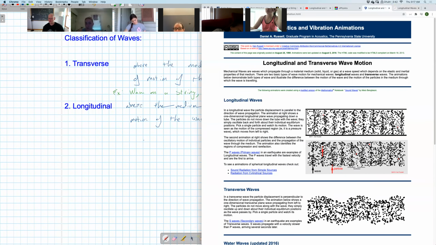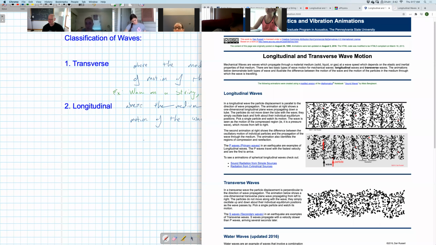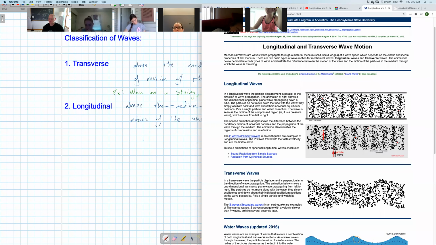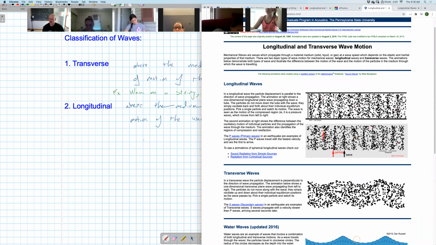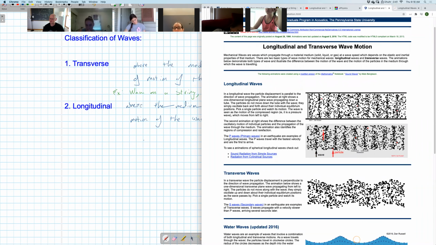Here's another good example. Here these are my transverse waves down in this section. What's happening is the medium is oscillating up and down, but the wave is being carried to the right.